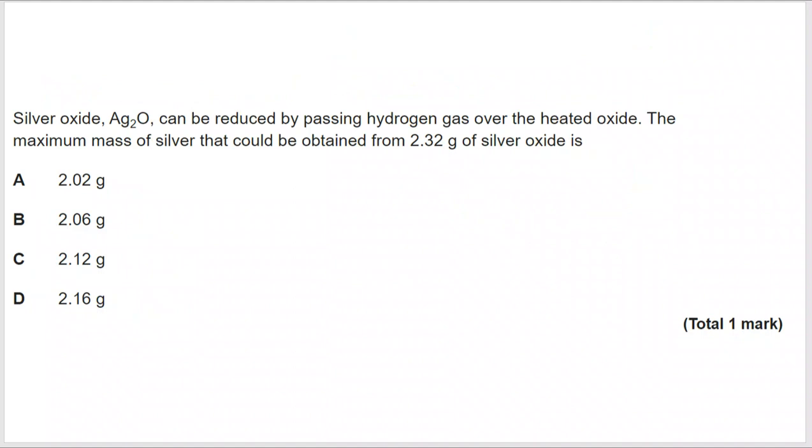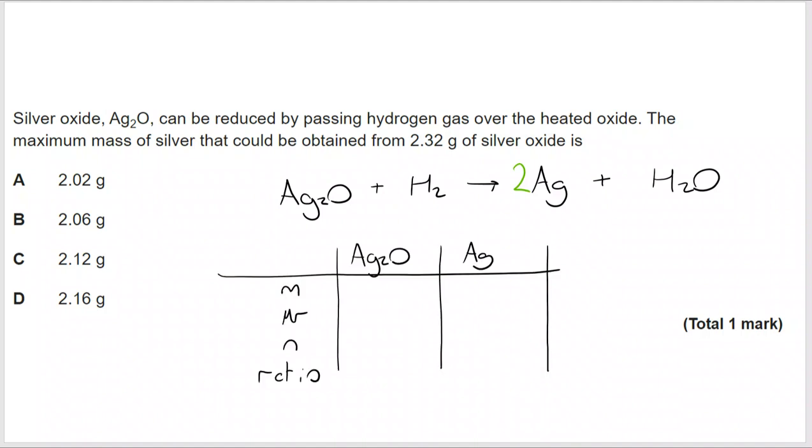And on here, we have got the equation to begin with. Silver oxide reacting with hydrogen. We know that if it's reducing the silver oxide, it's taking the oxygen, so we're going to make water. I then need to balance that equation, so 2Ag. From there, I can fill in my table.